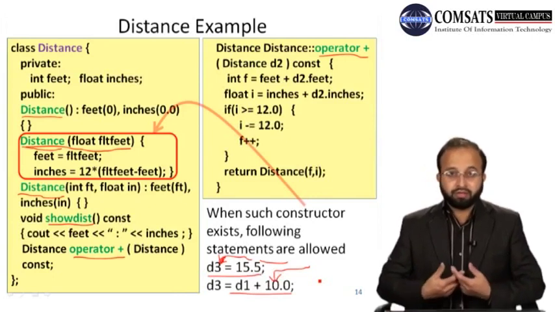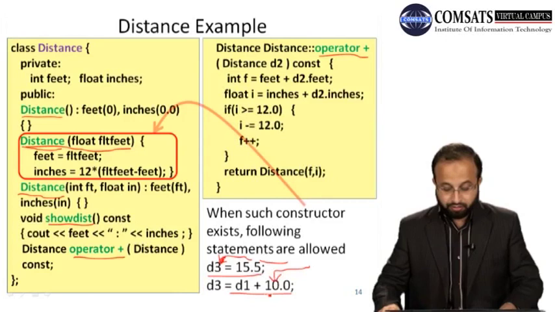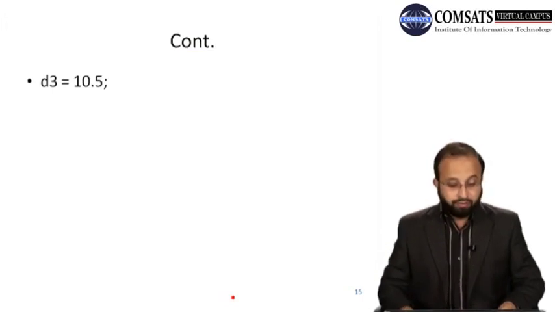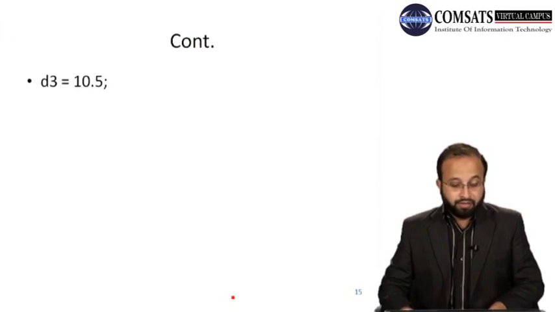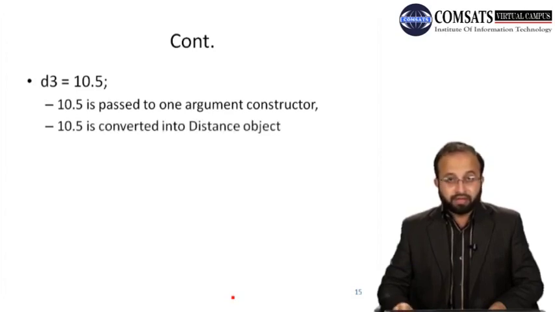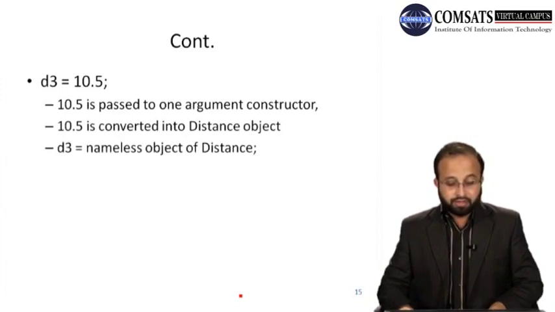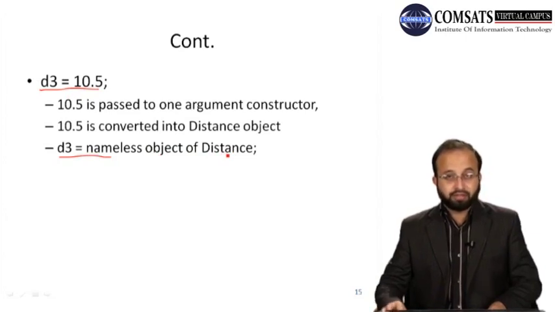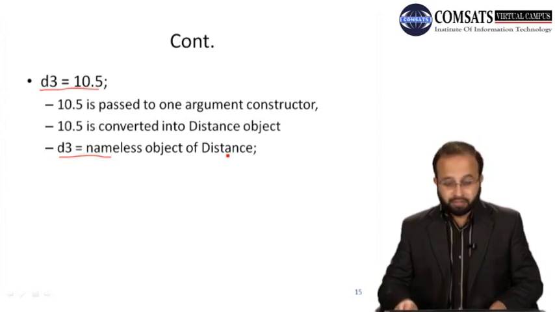So we have a plus operator that is used to add two distance objects, and we have the two distance objects, right? So for these two statements we can execute, this constructor will be executed. What we conclude from that slide is, if we have d3 is equal to 10.5, then 10.5 is passed to the one argument constructor, and 10.5 is then converted into a distance object. A distance object will be created, and its feet and inches will be initialized with 10.5 feet, that means 10 feet and 0.5 multiplied by 12 inches. And then d3 is equal to a nameless object of distance class. So the expression becomes d3 is equal to a nameless object of distance class, and the feet and inches of this nameless object will have been initialized from the 10.5 value.